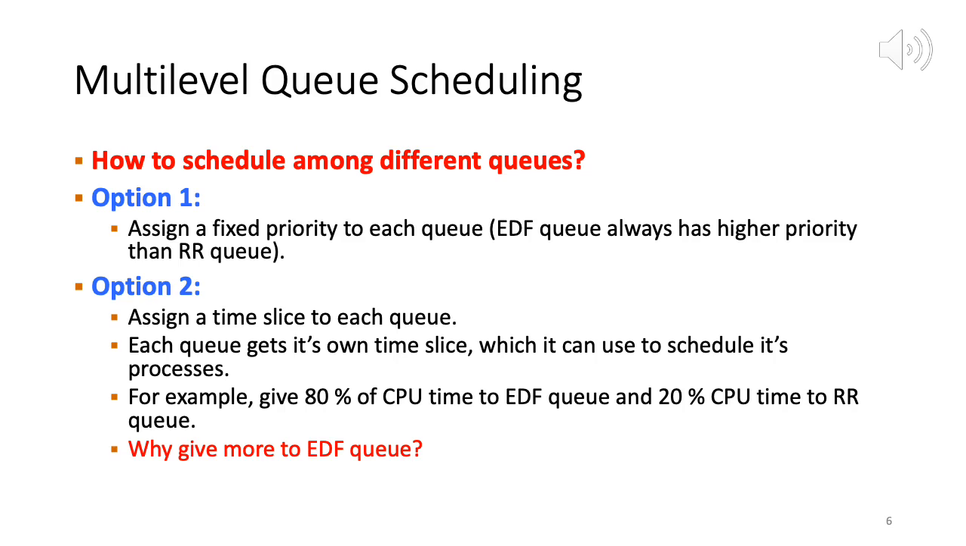So how can we tackle that? Well, we could do aging. The longer a batch process spends waiting, the higher is its priority. Eventually it gets a CPU. Or we could do something which would be more elegant. We could assign a time slice to each queue.